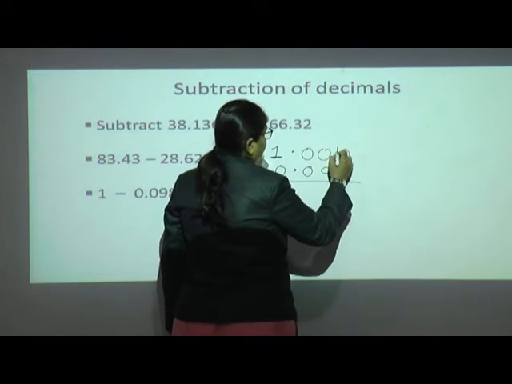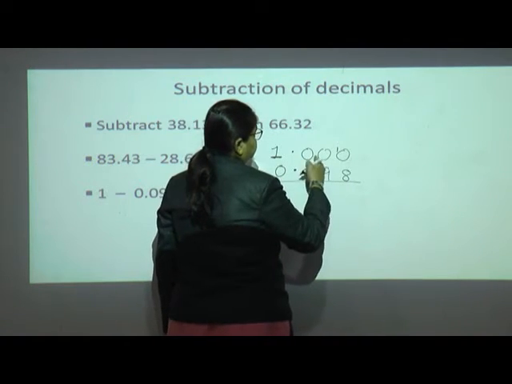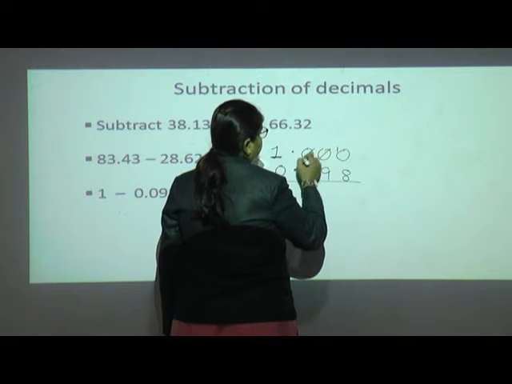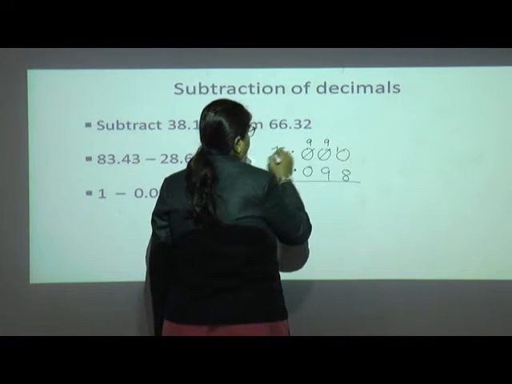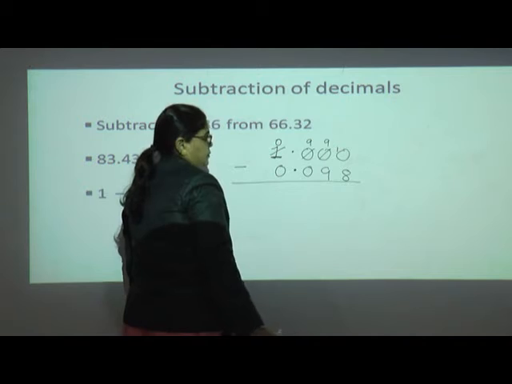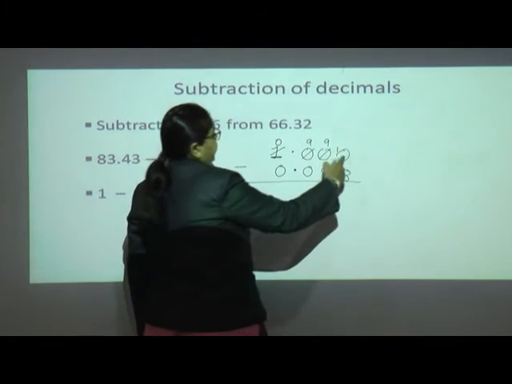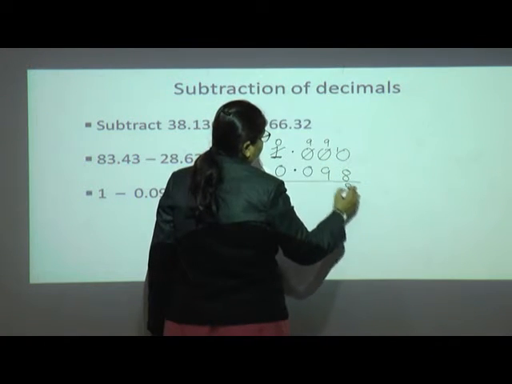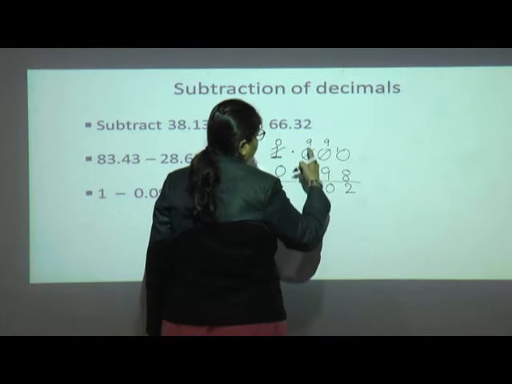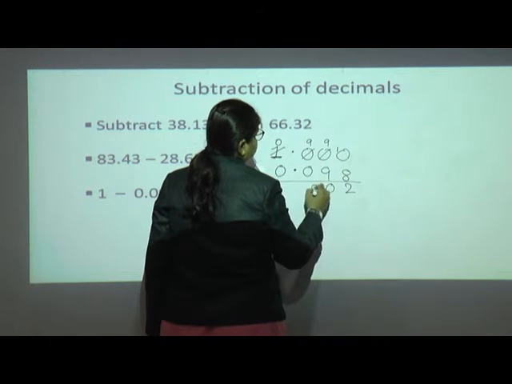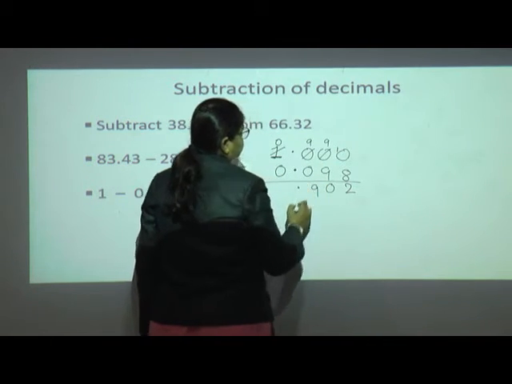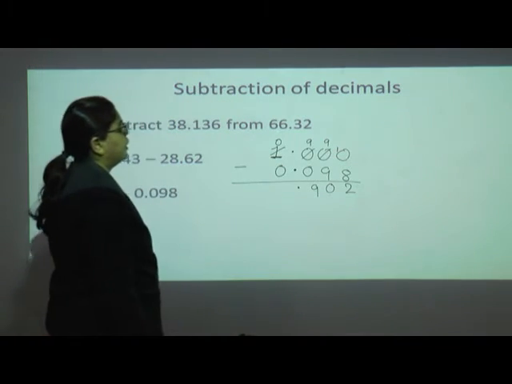So now we have to do the subtraction. We will borrow from our previous friend. We don't have anything, so here will be 9, 9 and here will be 0. Now 10 minus 8 is 2, 9 minus 9 is 0 and here 9 minus 0 is 9. So the answer is 0.92.